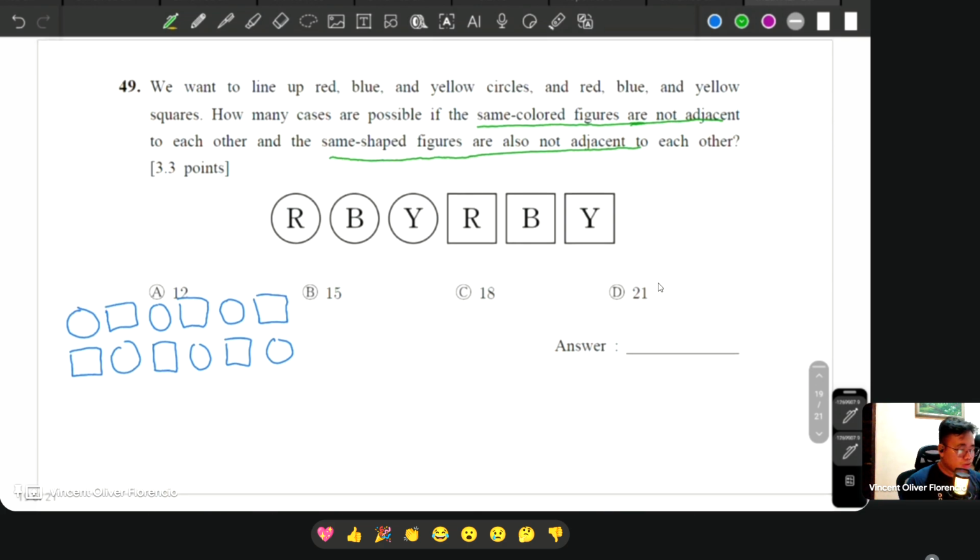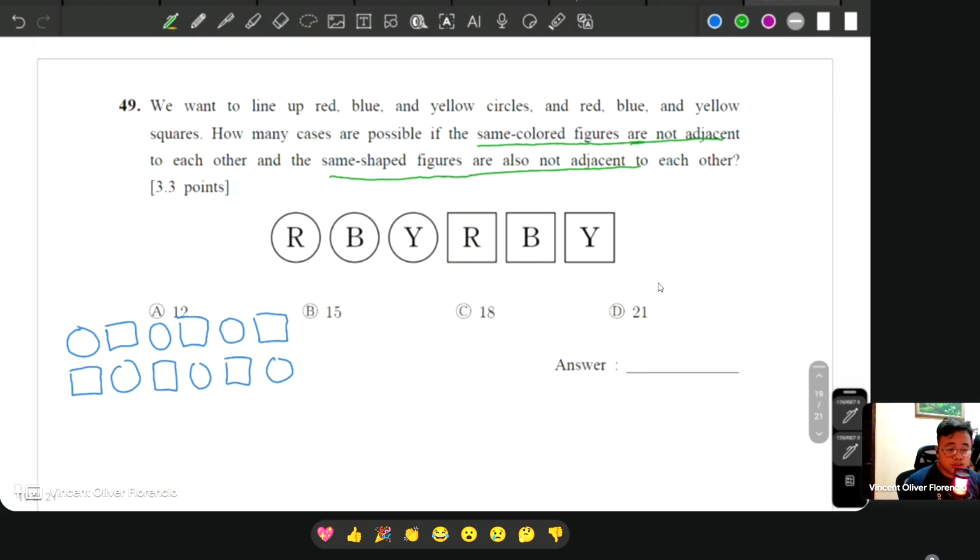Okay, now there are three colors: red, blue, and yellow. So R, B, Y. Again, same colors cannot be next to each other. So R, B, Y, R, B, Y. What else? Again, this one, I'm just considering that red goes first. So R, what else? R, B, Y, R, B, Y.